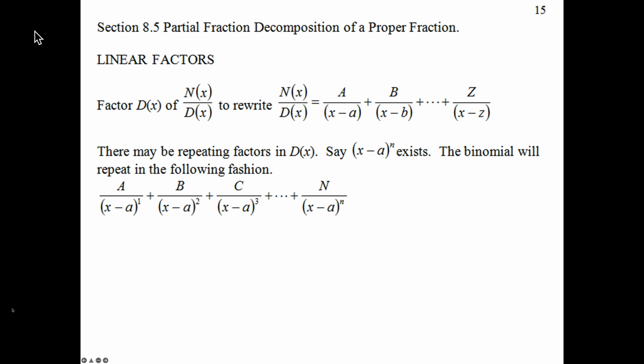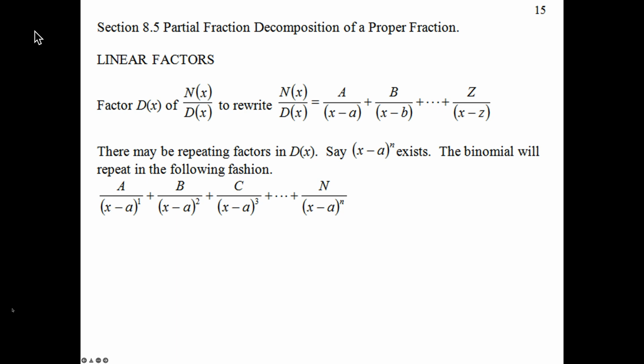All right, here we are at section 8.5, partial fraction decomposition of a proper fraction. So you will use systems of equations to solve these. These are going to be important when you get to calculus. So we'll just scratch the surface here, explain the definitions, the rules, and how we do this, and hopefully when you see it in calculus, you'll have a memory how to do it.